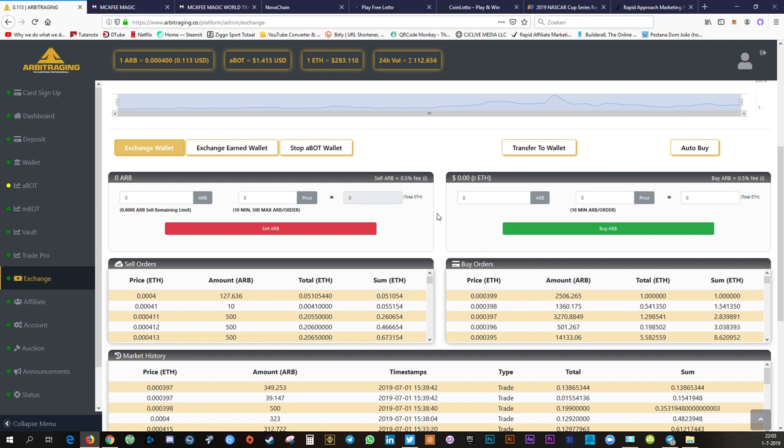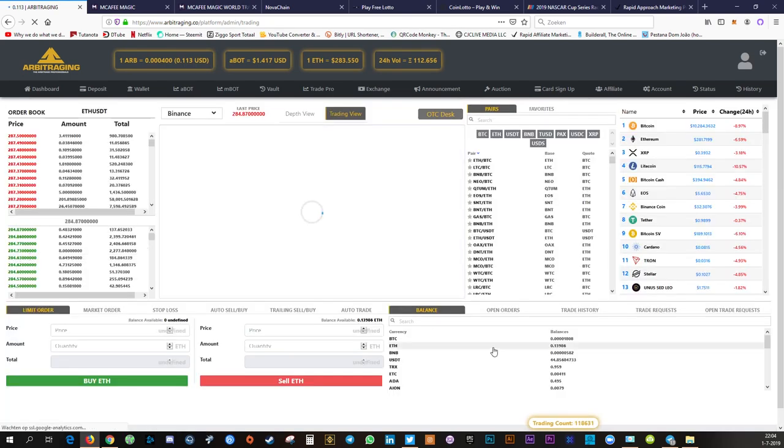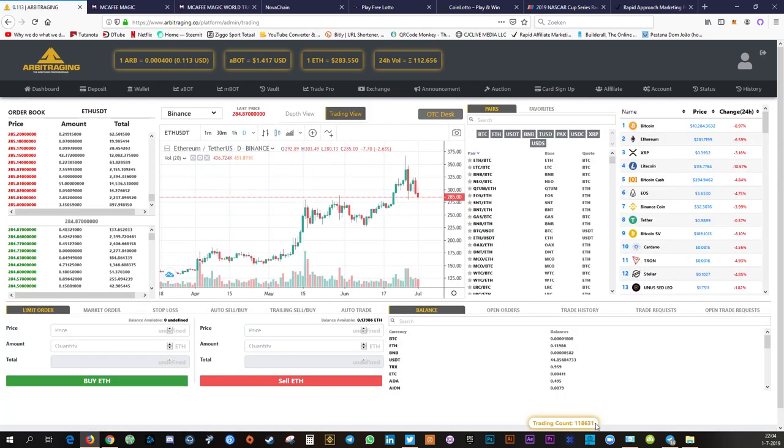Speaking about price, it really gets to your patience, because we do see all the developments. I mean, Trade Pro has been launched for a couple of weeks now, and I think that's a great thing. Let's check out Trade Pro. If you look at the trading count over here, it's growing every day, so that says that people are actually using Trade Pro more, trying to maybe learn and really trade on it.